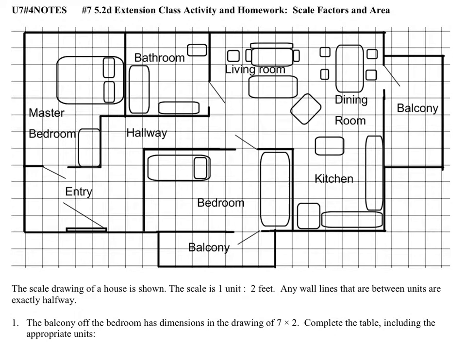The balcony off the bedroom has dimensions in the drawing 7 by 2. Complete the table including the appropriate units. I know some people get confused because there's 2 balconies, but it's the bedroom off the balcony. The other balcony has a dining room off of it, so we're going to be looking at the bedroom up in here. Alright, this balcony, as we can see, let's label the dimensions. This is 7 by 2, but that's in units. So what would the footage be on that? The actual dimensions? Yeah, 14 feet by 4. Excellent. So we got 14 foot, and this one would be 4 foot.